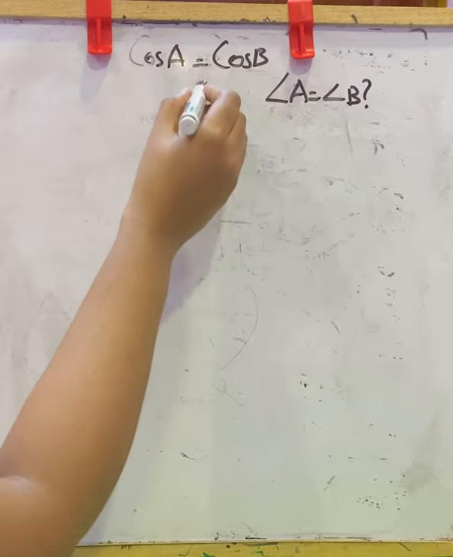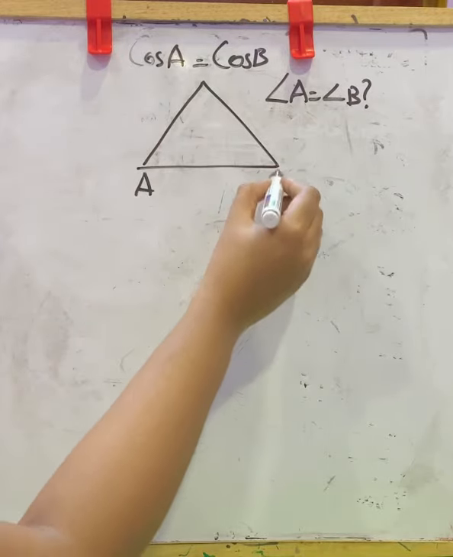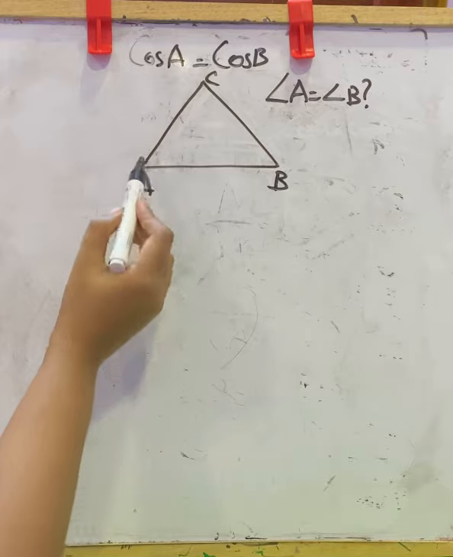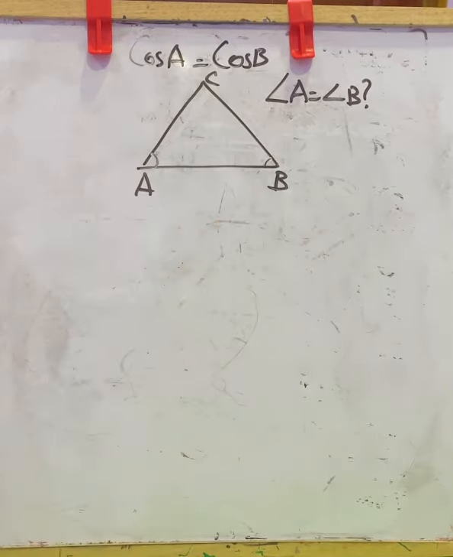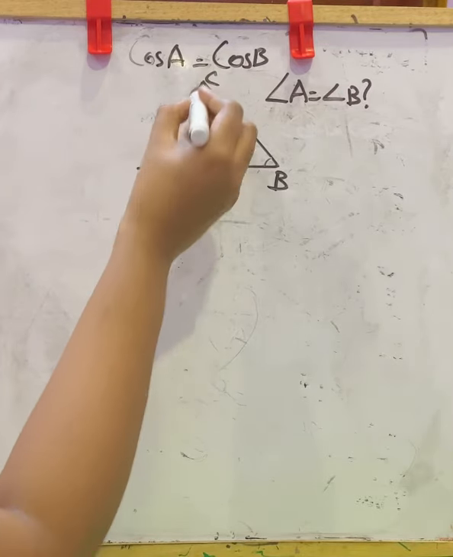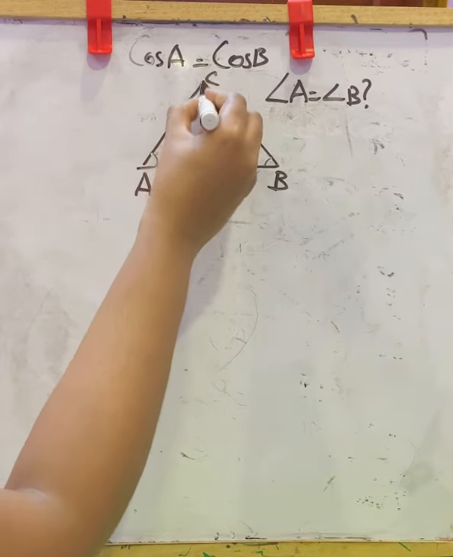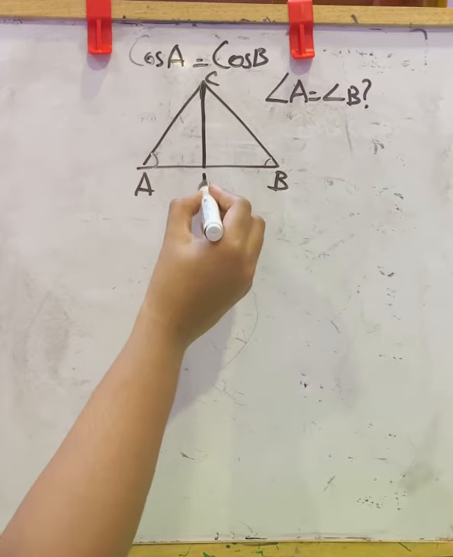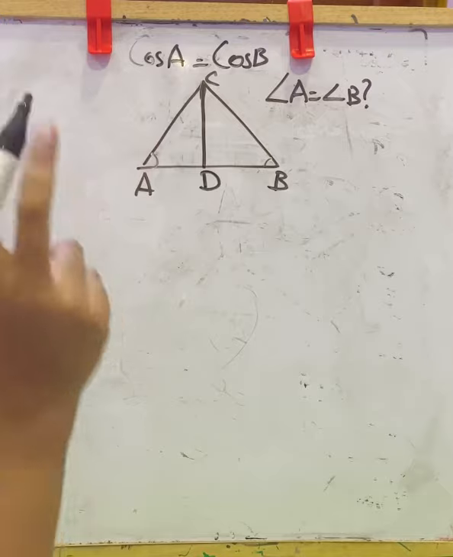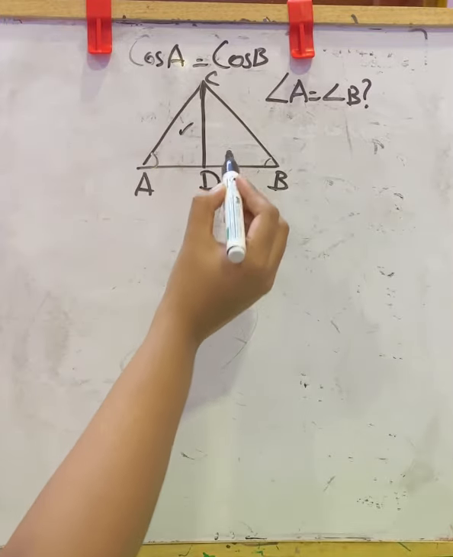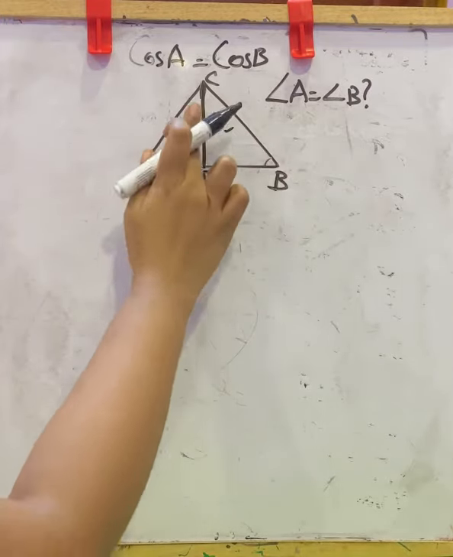So here we have a triangle ABC. These are the angles A and B. Those are acute angles and it is given cos A equals cos B. Now we will construct a perpendicular line here. Let this be D. Here we will have 90 degrees. So we got two right triangles, one on the left side, one on the right side.